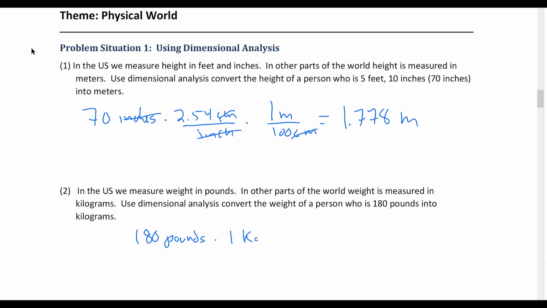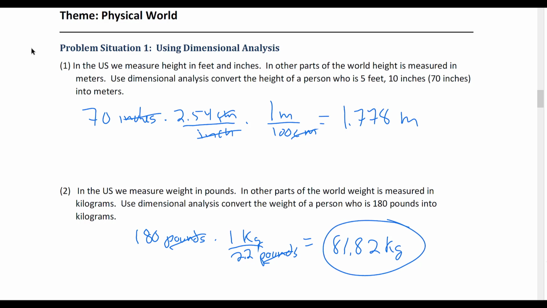1 kilogram for 2.2 pounds. And what do we get out of that? So the pounds will divide out. So 180 divided by 2.2. I get 81.8. I'm going to round to two places. 81.82 kilograms. Because it's 81818181.